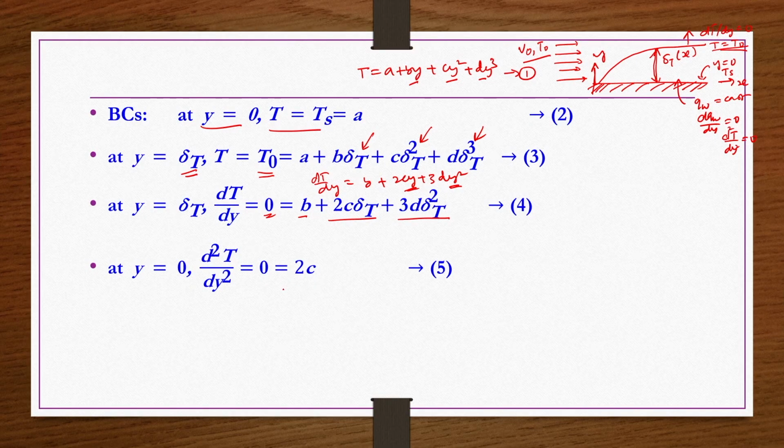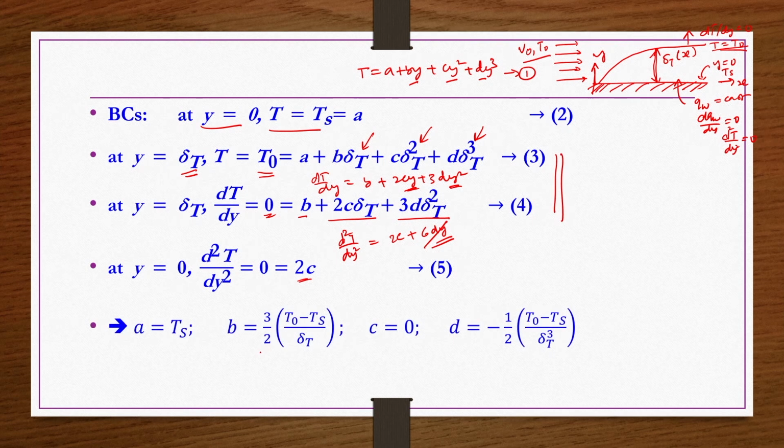And now at y equals 0, d square T by dy square is equal to 0. What is d square T by dy square? It is nothing but 2c plus 6dy. Now here if you substitute y equals 0, this term is gone, that is, 2c is equal to 0. That means c is equal to 0, and a is equal to Ts. The remaining equations 3 and 4, if you solve for constants b and d, b you will get 3 by 2 times T naught minus Ts by delta t, and d you get minus 1 by 2 times T naught minus Ts by delta t cube.